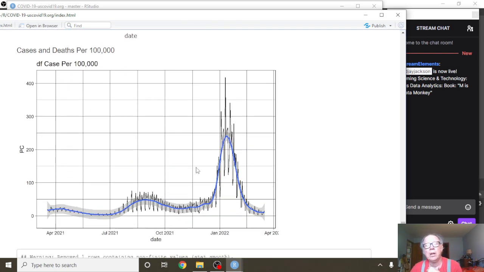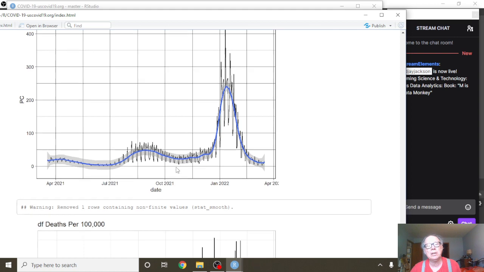Now, the question: on average, for every 100,000 people in the U.S., how many people have COVID-19? Well, this number is 50, okay? This number would be 25. So somewhere between 20 and 25 people out of 100,000 have COVID-19 in America.